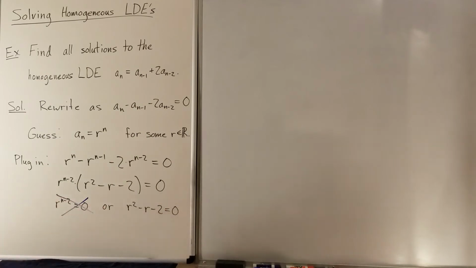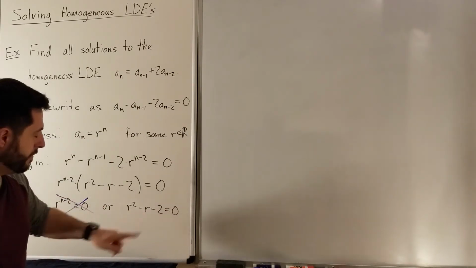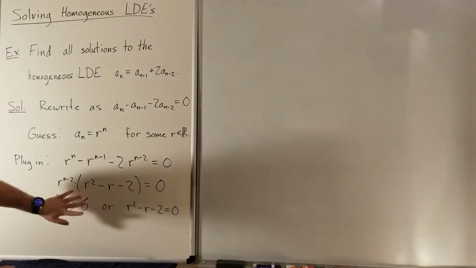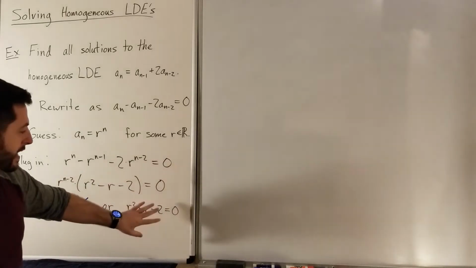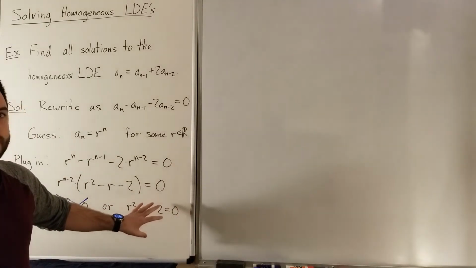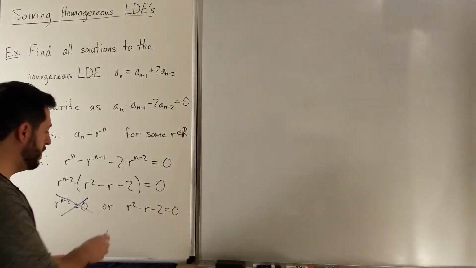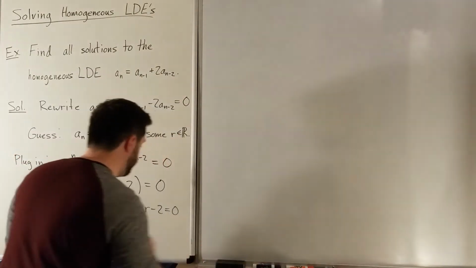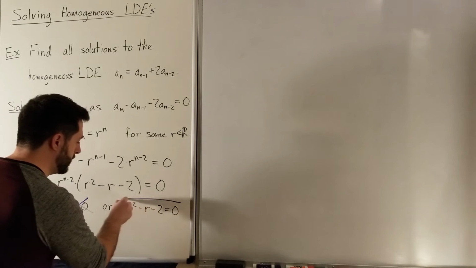Over here, we have r squared minus r minus 2. So we're always going to get this piece that factors out, and we're going to get a nice looking polynomial that we can deal with over here. And this equation has a name. This is called the auxiliary equation.